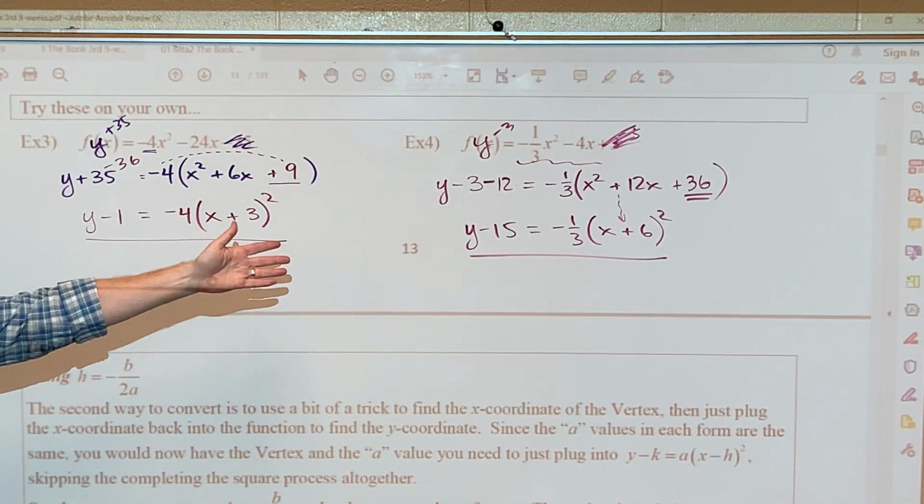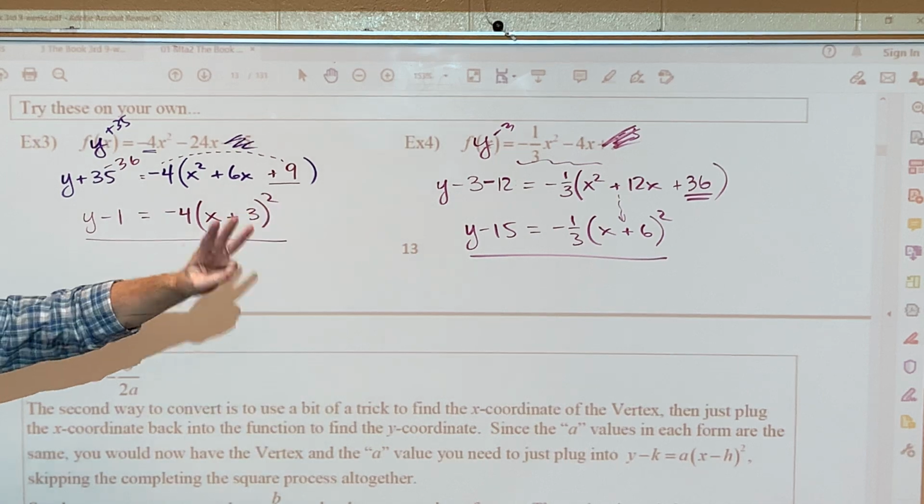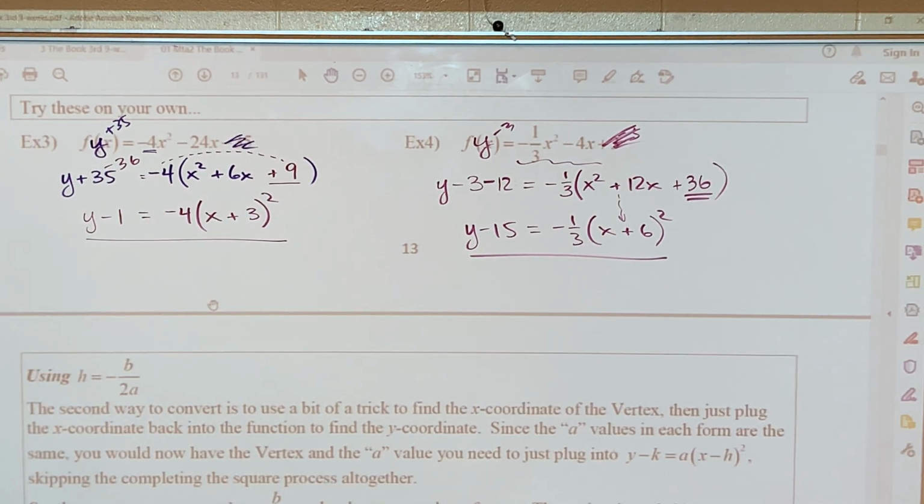So what's the length of my latus rectum? 3, all right? What's my vertex? Negative 6, 15. So which way is it going? Down. So once you get it here, you can actually tell some stuff about it.